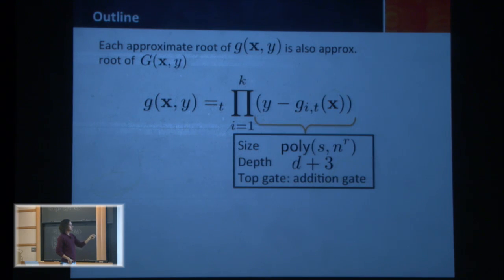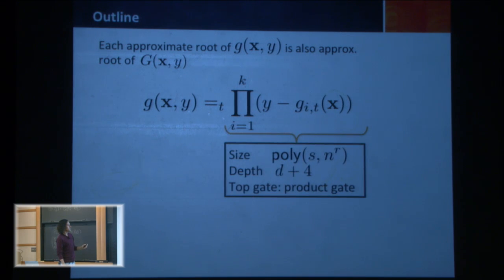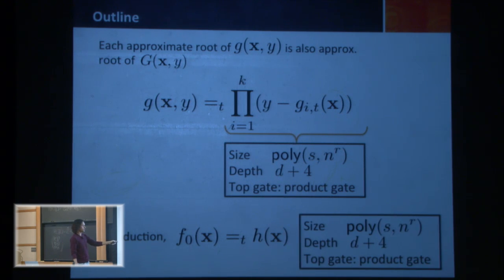Now, we know that this has depth d plus 3 and size poly(s n^r), and the top gate is an addition gate. This is just by extending the Dvir-Shpilka-Yehudayoff result. Then this circuit has depth d plus 4, since I'm just multiplying a constant number of them, and the top gate is a product gate. But by induction, we have that f0 of x is equal up to degree T to some other polynomial h(x) that can be computed by a circuit with size poly(s n^r), depth d plus 4, and the top gate is a product gate. That's why I wanted to maintain the product gate as the top.